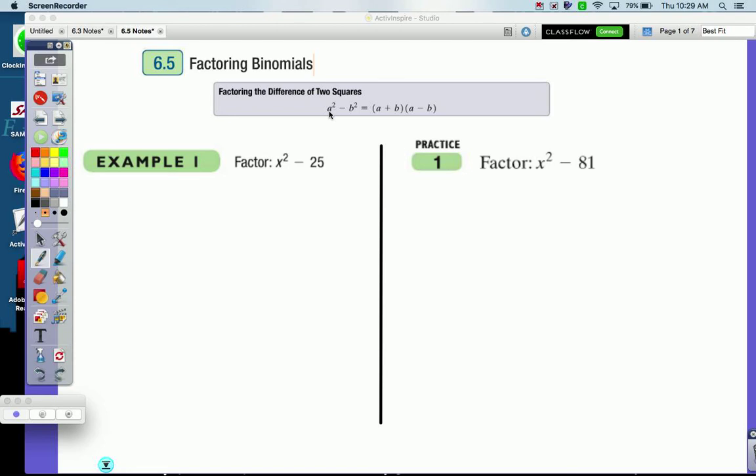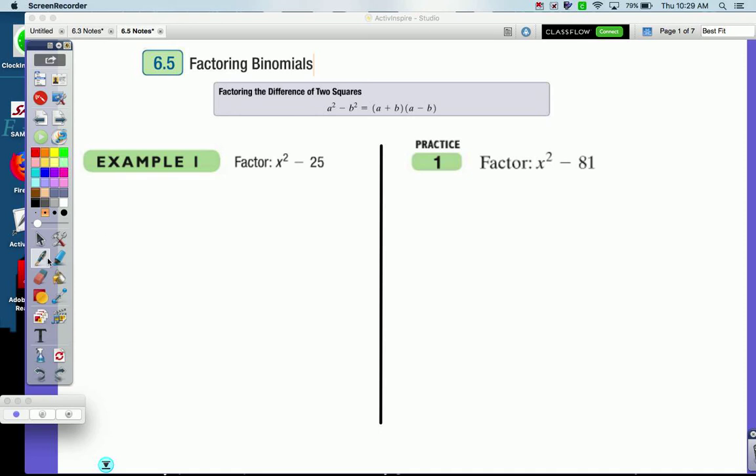If the first term is squared, the last term is a perfect square, and there is a minus in between, it's got to be a minus, then it's going to factor into the square root of the first plus the square root of the second times the square root of the first minus the square root of the second. I'm going to show you how it works, and we'll talk about why in a second.